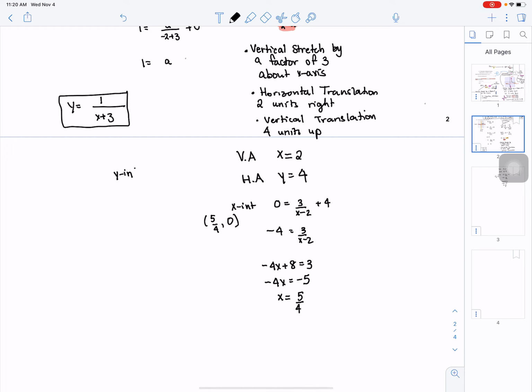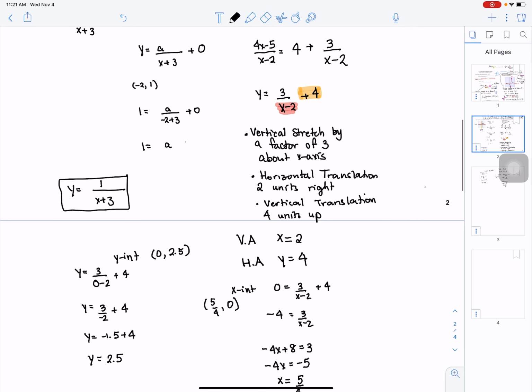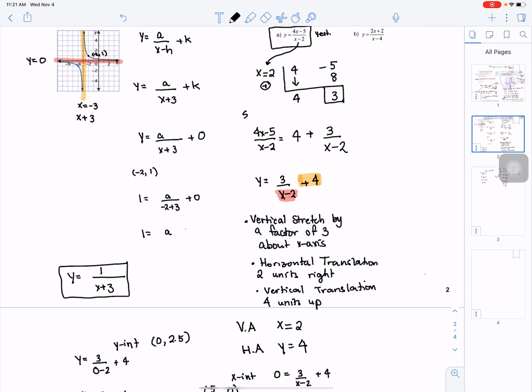My y-intercept: I'm going to set x equal to 0. So this is y equals negative 1.5 plus 4. So y is equal to whatever 4 minus 1.5 is, 2.5. So my y-intercept is 0, 2.5. And that's the end of that problem. So the tricky part of this problem is recognizing you have to do synthetic division or long division to get it into the transformation format.